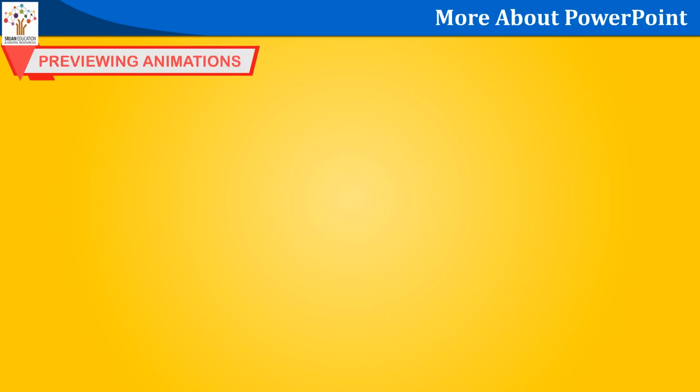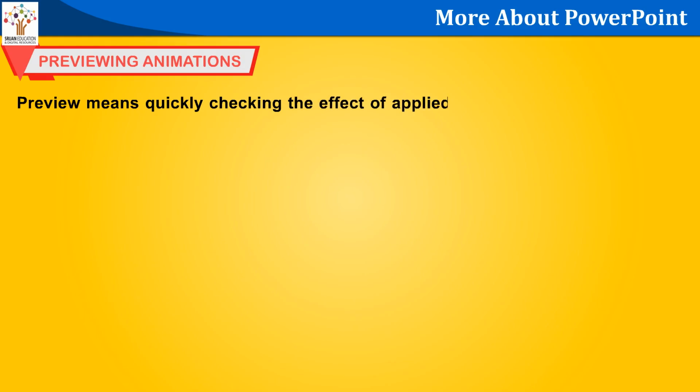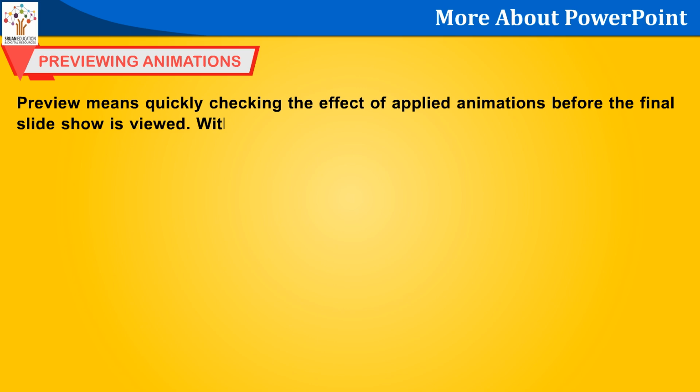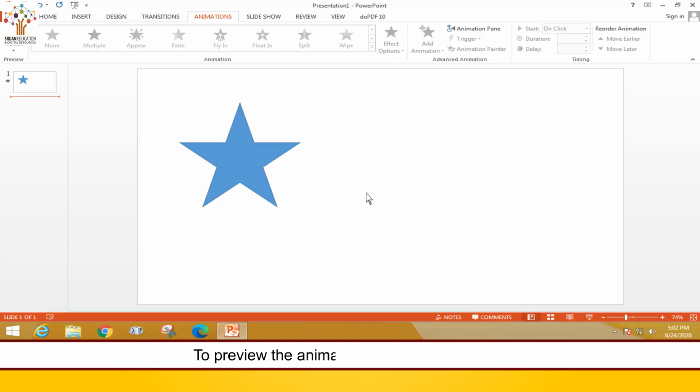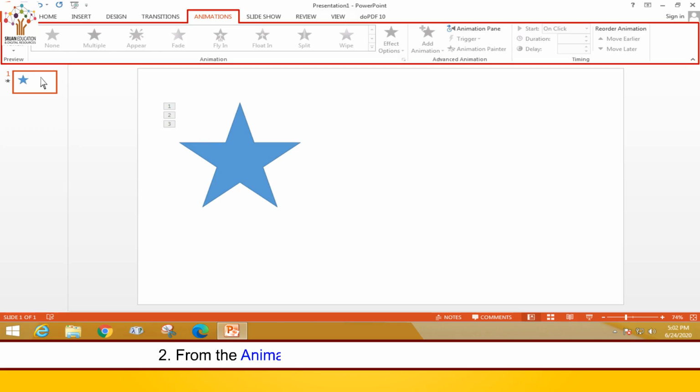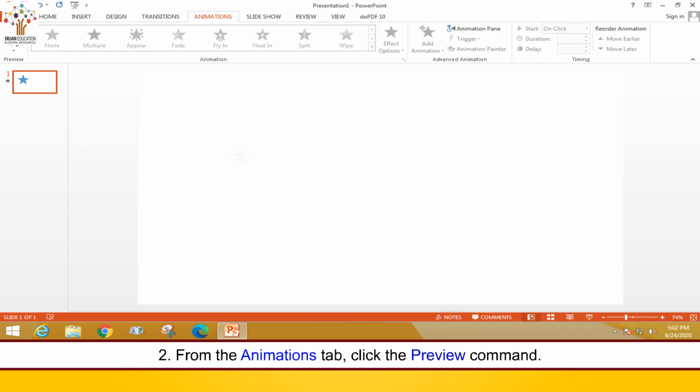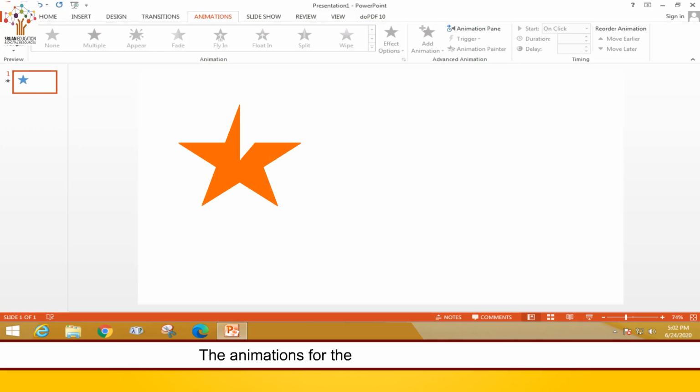Previewing animations. Preview means quickly checking the effect of applied animations before the final slideshow is viewed. With this, you can immediately decide whether to continue with the applied effect or change or delete it. To preview the animations, follow these steps. Navigate to the slide you want to preview. From the Animations tab, click the Preview command. The animations for the current slide will play.